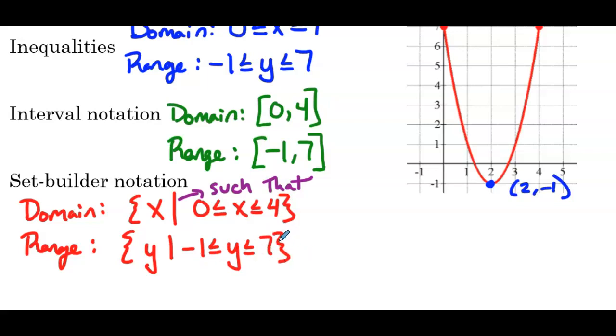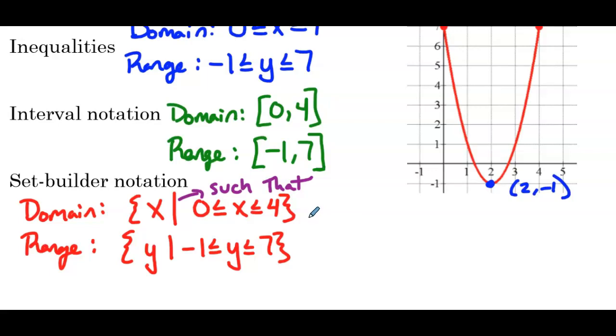Now the nice part about set builder notation is it's a more formal notation and it allows us to include more information if we need it. Let's say we only had x values between 0 and 4 where the x values were integers. We could write x such that 0 is less than or equal to x, which is less than or equal to 4, comma, x is an integer. So we can include more information when we're using set builder notation.